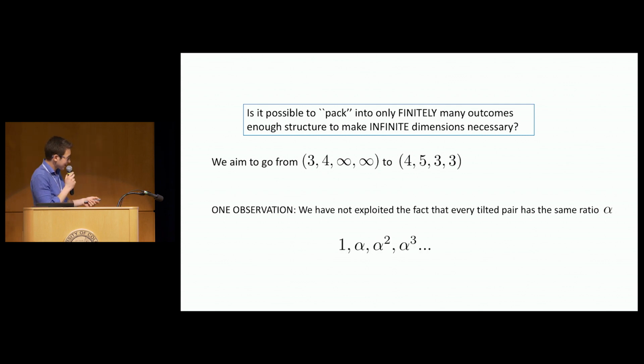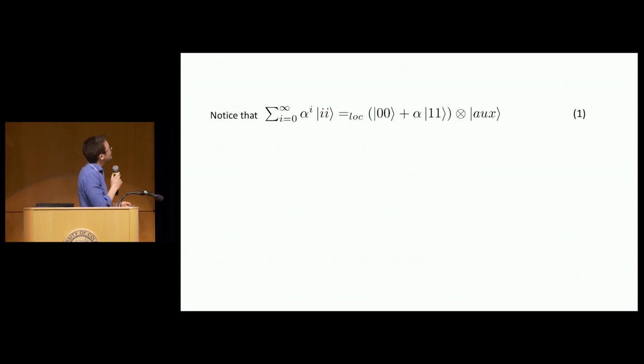So remember that our ideal state had Schmidt coefficients that are in this nice geometric progression. And now, the first thing that I want you to notice is the following. Take our ideal state on the left-hand side. Notice that it is local isometry equivalent. In fact, it is equal to the state on the right-hand side, where aux is some auxiliary state.